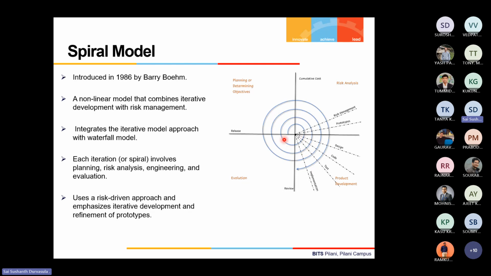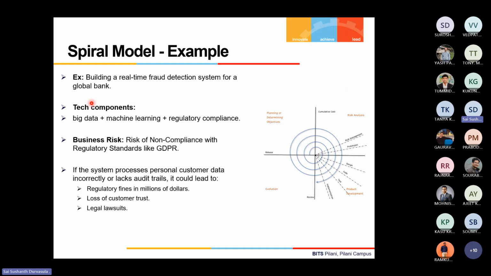Each curve here, each circle that we are going through, is visiting all of these: risk analysis, product development, evaluation, and planning. So you're just going through all of these, and that is why it is called a spiral model. It's an extension of the iterative model, just to have this risk analysis or risk-driven approach here. A concrete example would explain this model a bit better.